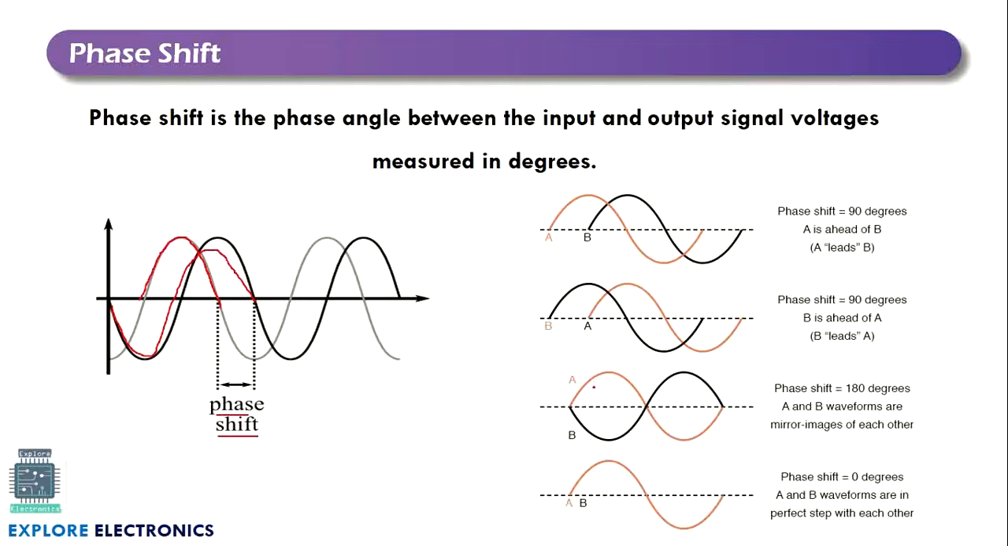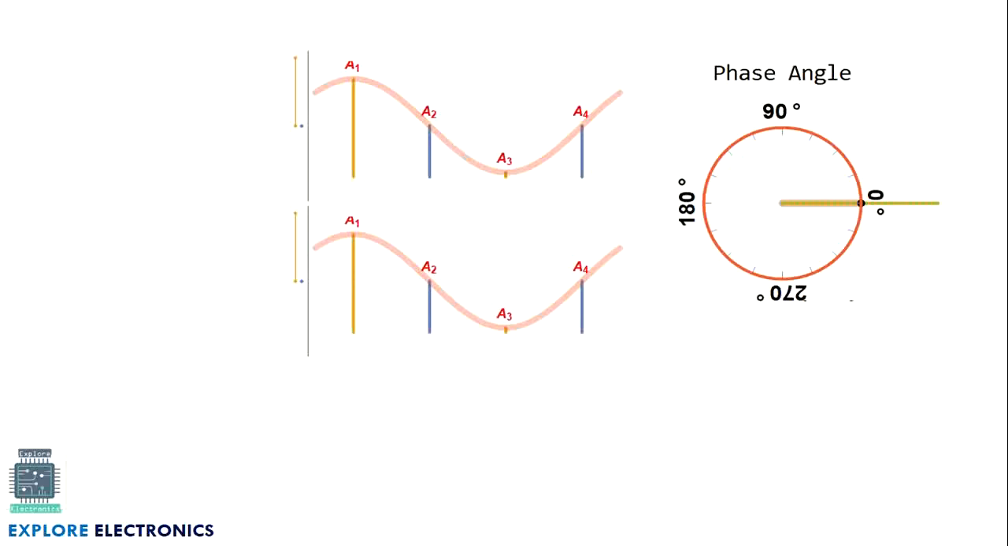And if the signal is completely reversed like this, we say it is a 180 degree phase shift. And if A and B are in the same phase, we say the two signals are in phase with 0 degree phase shift, or it will be a 360 degree phase shift. So we can understand this with this particular waveform.